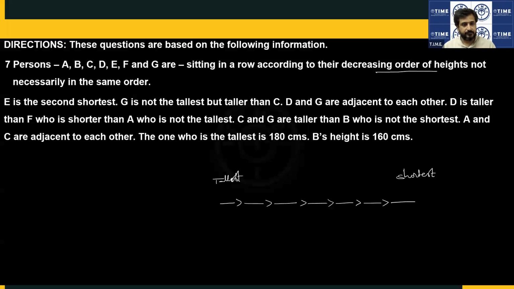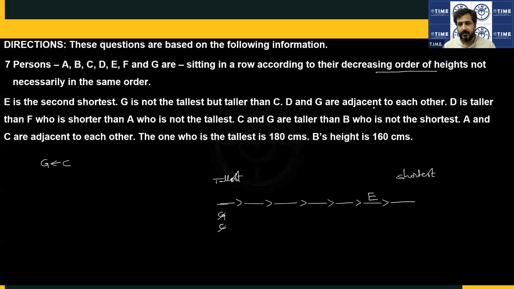What is given next? E is the second shortest. So this must be the second shortest position. E is here. G is not the tallest but taller than C. So in this position, who will not come? G will not come. G is not the tallest but taller than C, so G will be taller than C. When G is taller than C, we can also conclude C cannot be the tallest. Right?